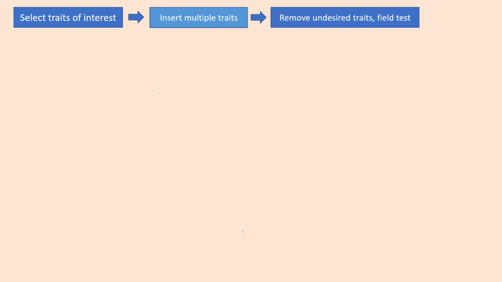Controlled crosses do not have to be limited to the combination of two distinct pure breeding lines. Carefully designed breeding programs can combine several F1 hybrids together so that multiple traits of interest can be simultaneously inserted in the crop.